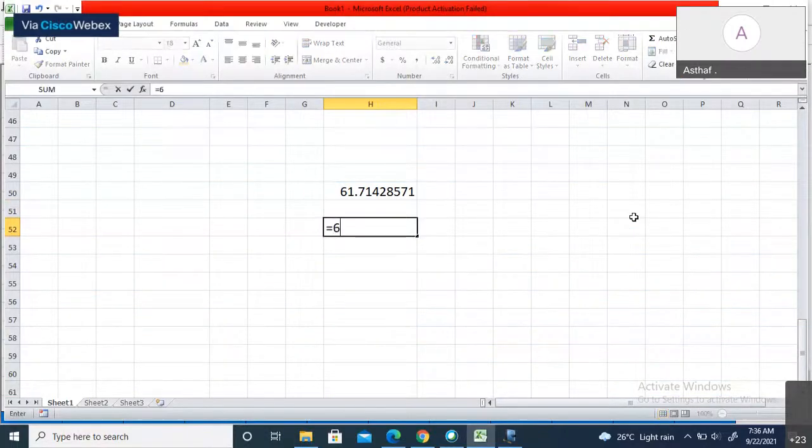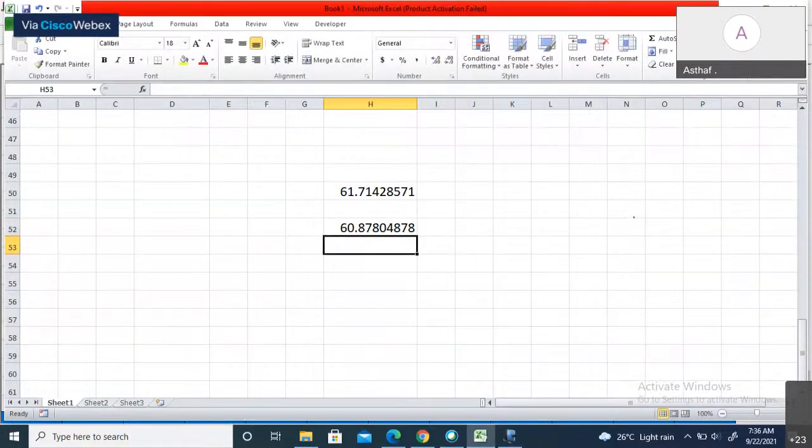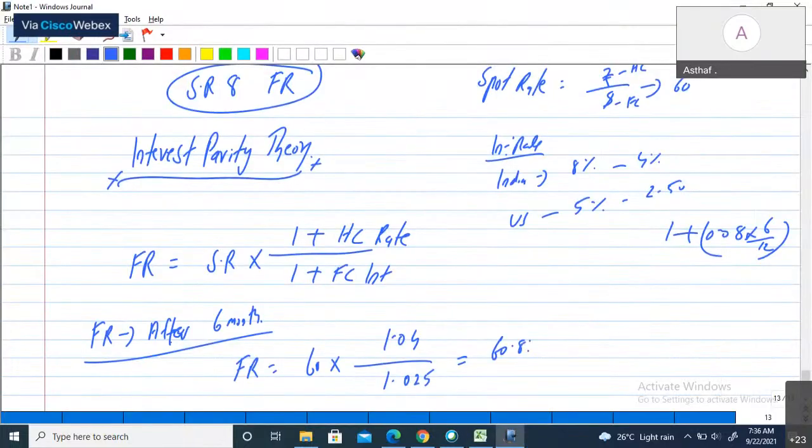So what will be the forward rate? 60 into 1.04 divided by 1.025. It will be 60 point something. This is very relevant for finding this point. This is also what we call the theoretical forward rate. There is an arbitrage course of action. Theoretical forward rate, undervalued, overvalued.